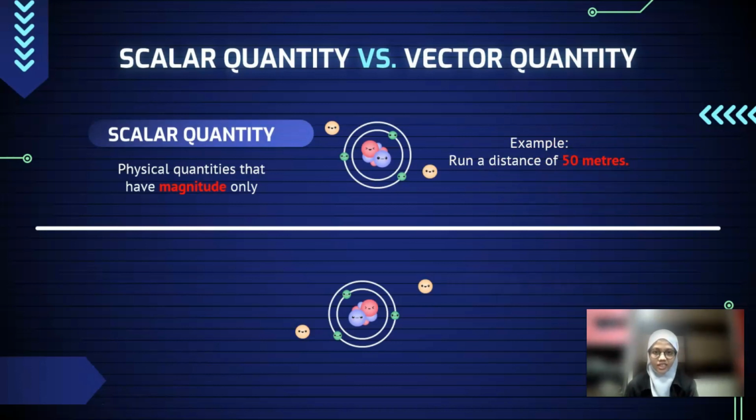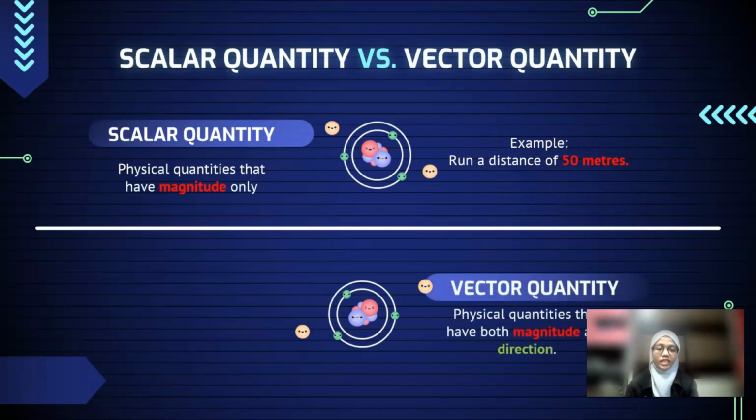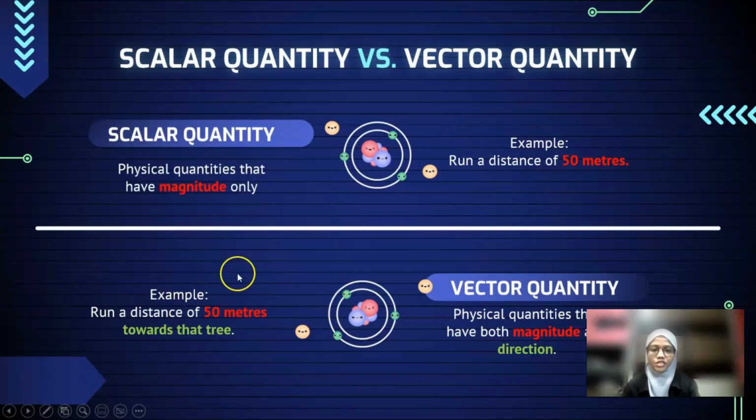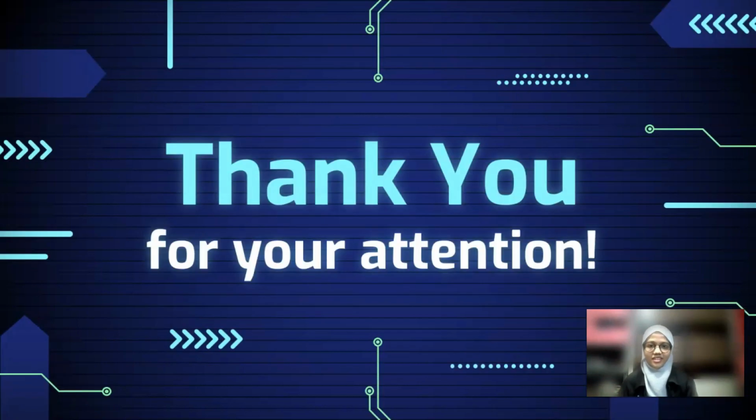But for vector quantity, the meaning of vector quantity is a physical quantity that has both magnitude and also direction. So for example, run a distance of 50 meters towards that tree. For this one, 50 meters will be its magnitude, and then towards that tree will be its direction. So basically, here are the examples of scalar quantity and also vector quantity.